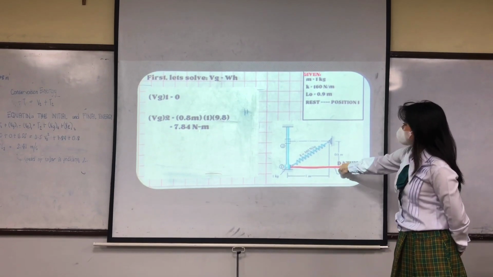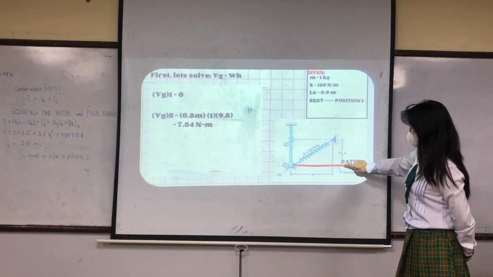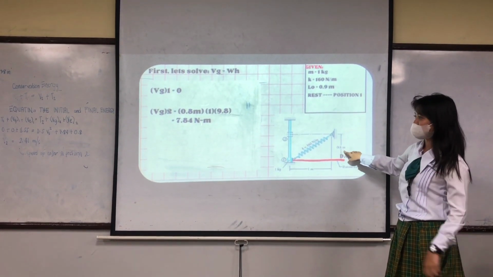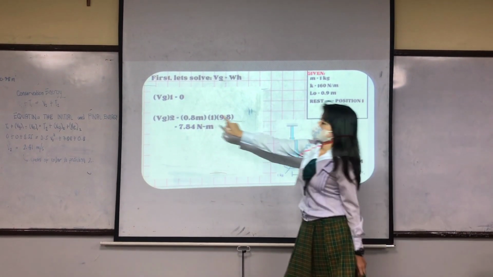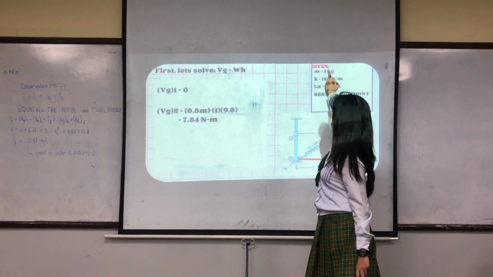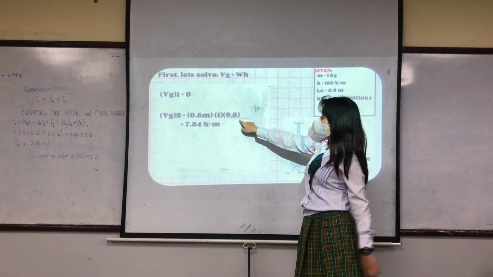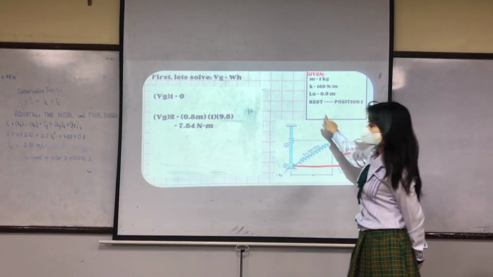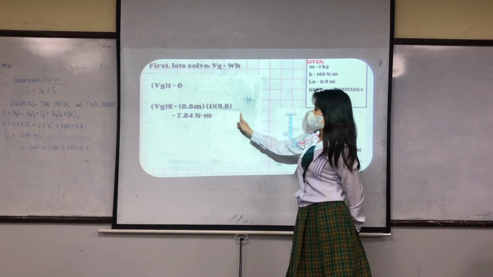And then, since this is our datum, which means our position 2 is 0.8 meters away from our position 1. So this is 0.8 meter multiplied by 1 kilogram, which is our mass, and then 9.81 as our gravitational acceleration. So the result is 7.84 joules or Newton meter.